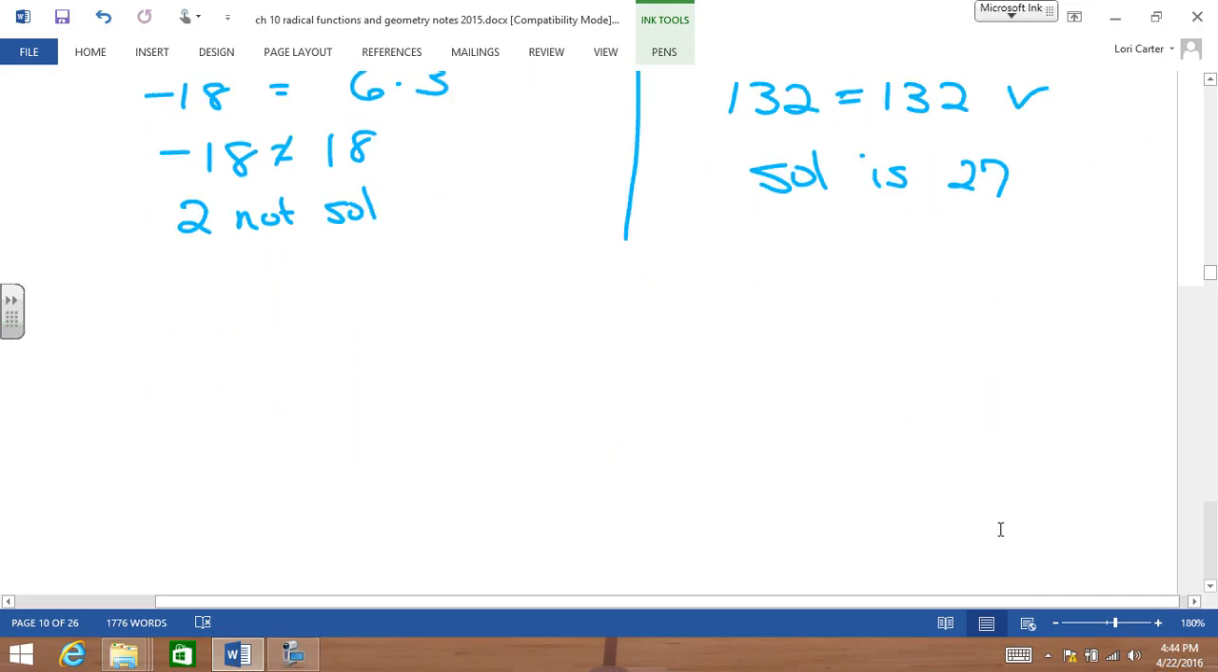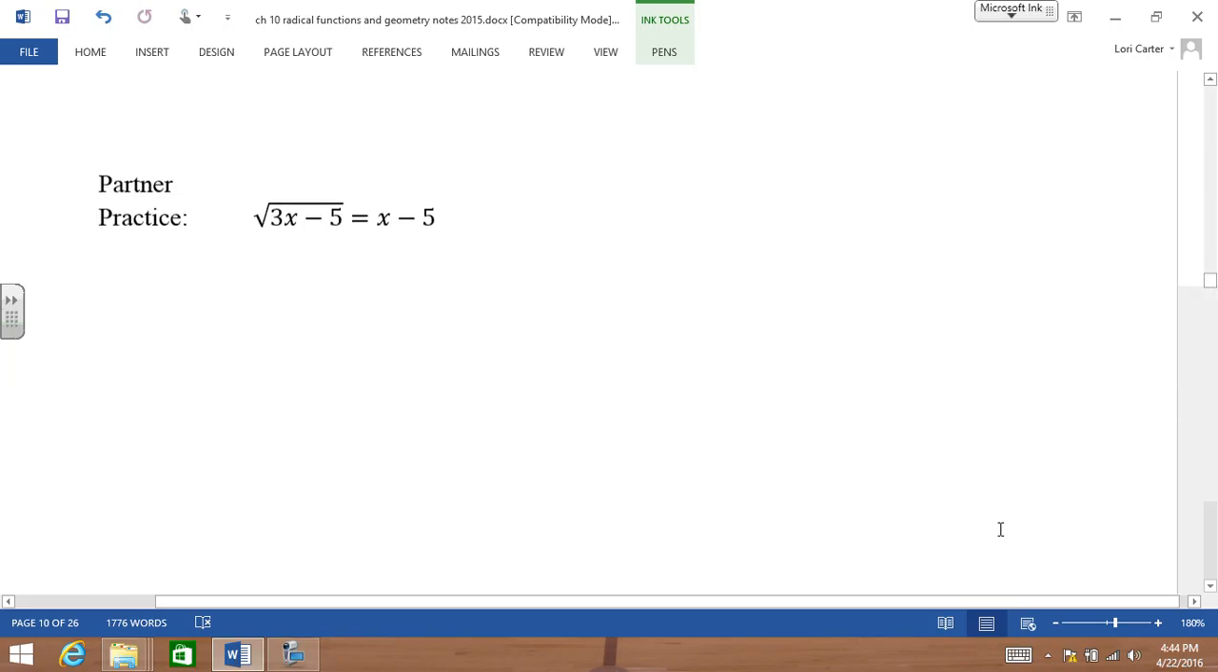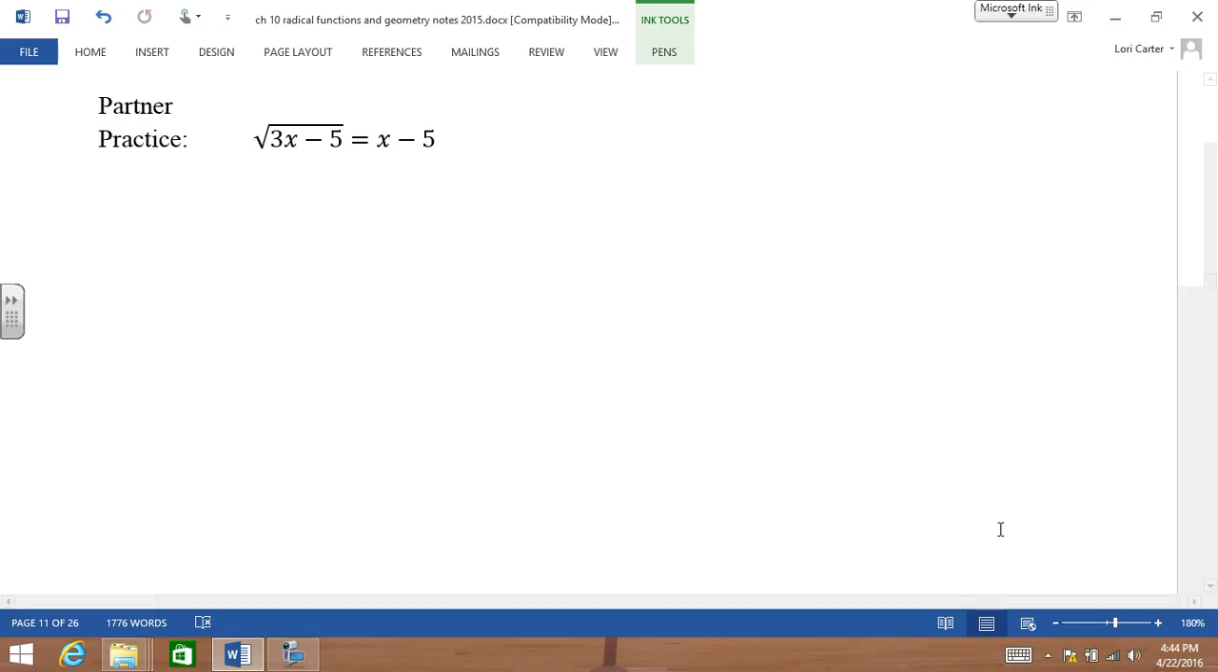Okay, now you get to try it. Someone hit pause, work on these 2 problems, and when you're done, check the solutions.